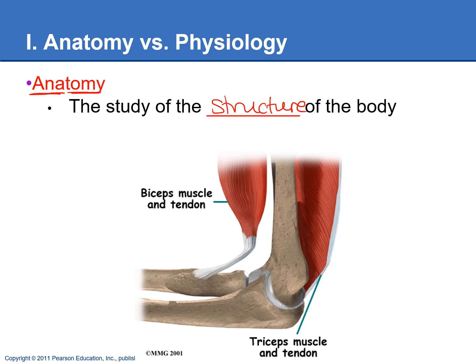And so in anatomy, you're concerned with, for example, looking at the muscles. So maybe you're looking at the biceps muscle here, and you're concerned with, well, where does it originate and where is it attaching? Where is it located in the body? And where's the triceps muscle? And what's this bone here called? So that's what anatomy is looking at.